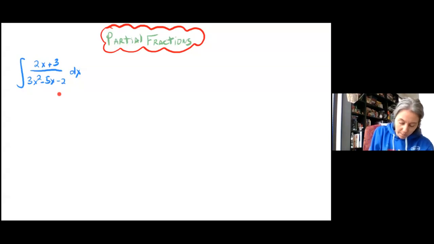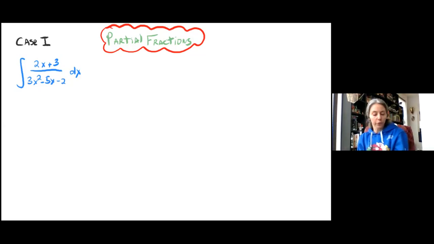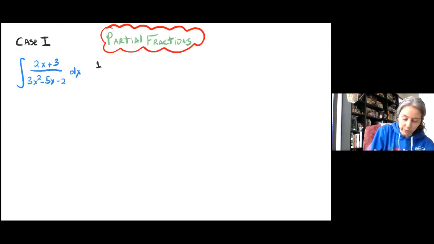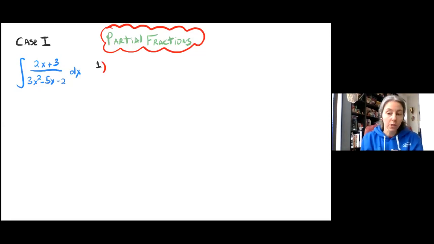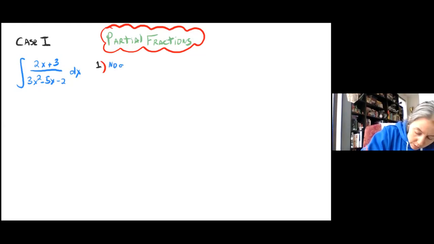In the meantime, let's remember what the steps for partial fractions are. So we're going to start with this integral right here, the integral of 2x plus 3 over 3x squared minus 5x minus 2. So this is our case 1 problem. The first step of partial fractions is to divide if necessary. But notice the degree of the numerator here is 1, and the degree of the denominator is 2. So the degree of the denominator is bigger than the numerator, so we don't need to divide. So no division necessary.